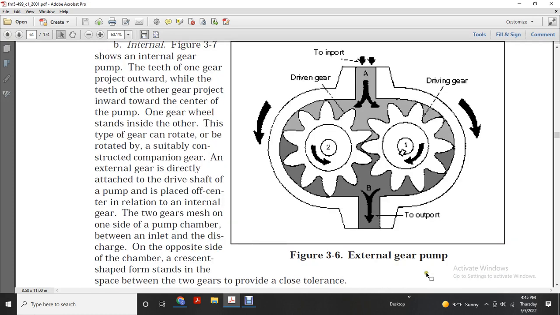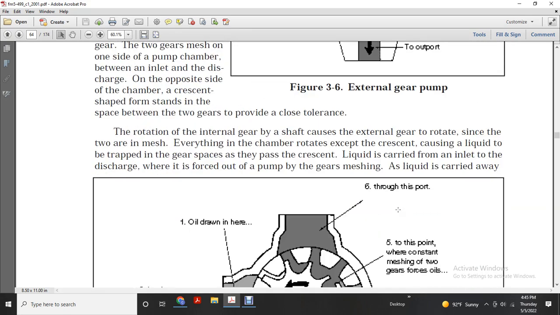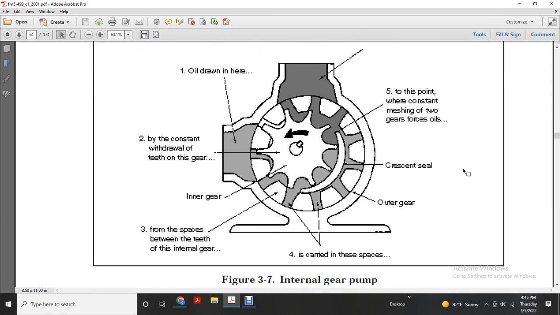Figure 3.6 shows an external gear pump with the inlet port, the driving gears, and the outlet ports A and B. The rotation of the internal gear shaft causes the external gear to rotate until the two are meshed. The chambers rotate with the crescent, causing the liquid to be trapped in the gear spaces. With the crescent, liquid is carried from the inlet to the discharge, where it is forced out of the pump by the gear meshing.